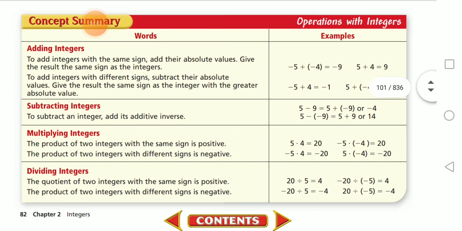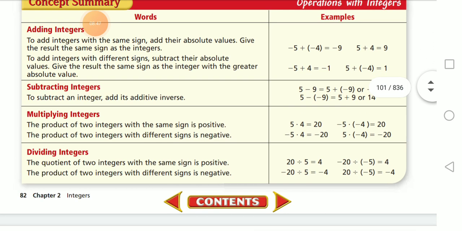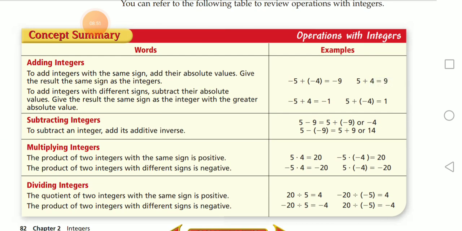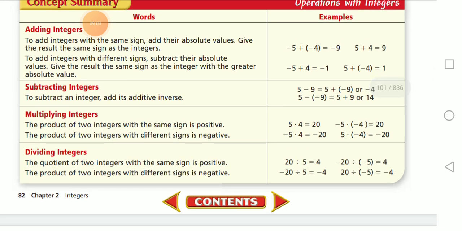So the concepts here: adding integers, subtracting integers, multiplying, dividing integers. It's important to revise this well. Adding integers, don't forget the examples to remember it. And subtracting integers: subtract an integer by adding its additive inverse. Multiplying integers: the product of two integers with the same sign is positive. The product of integers with different signs is negative.